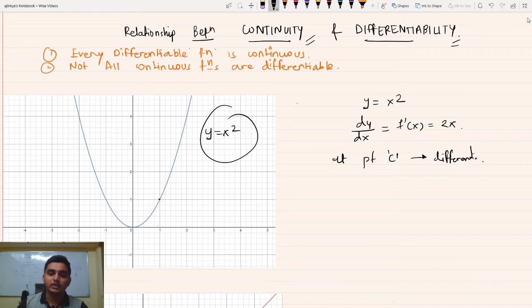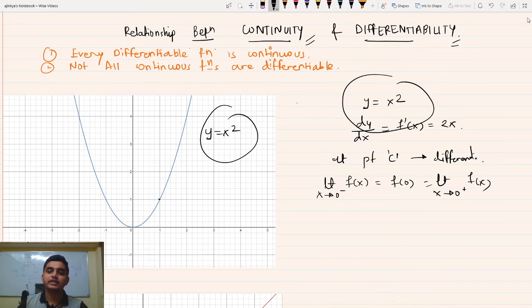But since we know that the left hand limit of f of x, which is equal to f of 0, equals the right hand limit of f of x, this is satisfied for x square. So we can say that this function, which is differentiable, is also continuous. Well, this is true for each and every example. You can check it by yourself.